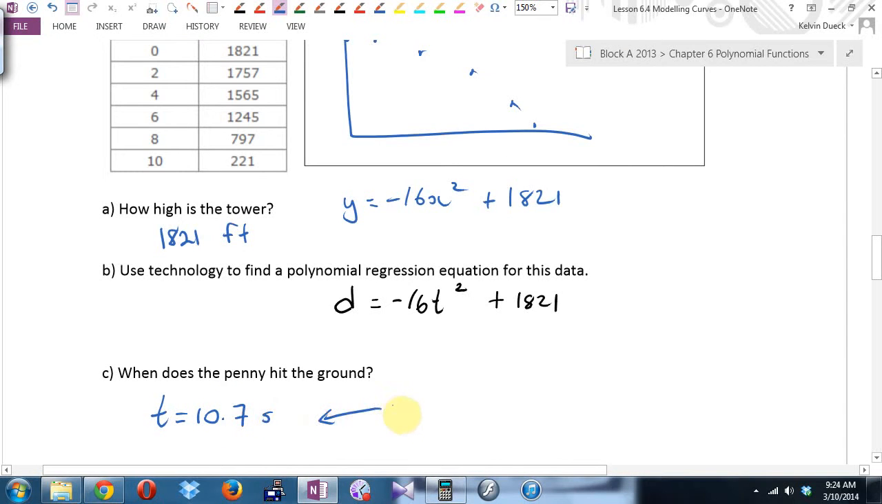And make a little note. We did graph. Then we found the root.